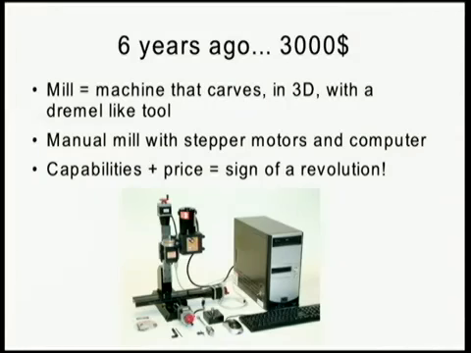I bought myself a Shoreline mill, which was a CNC 3-axis milling machine. So a milling machine is a machine that basically carves in 3D with a Dremel-like tool. The Shoreline mill I had is actually a modification of their manual mill, which has 3 stepper motors and a computer attached to it. Now, such capabilities at that price point, to me, was a signal of an impending revolution.